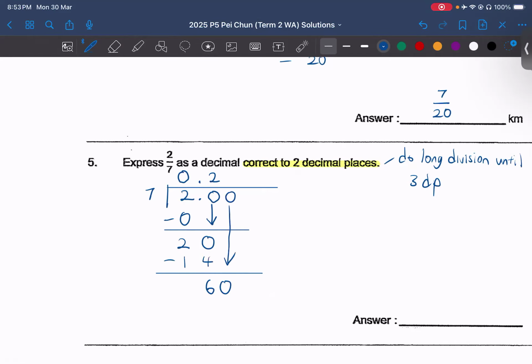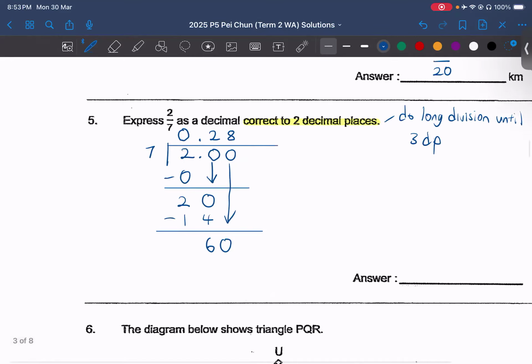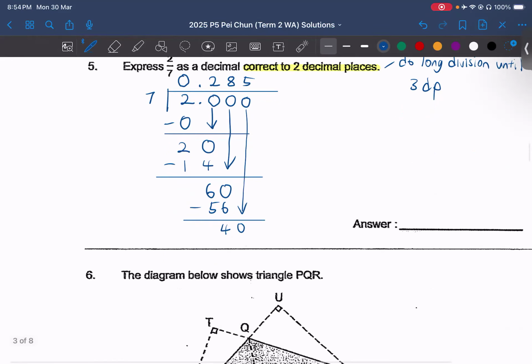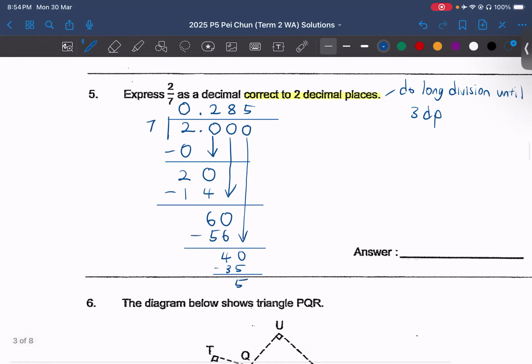So the maximum number of 7 you can fit inside 60 is 8. Okay, then 7 times 8 will give me 56. And then 60 minus 56 will give me 4. And then I put one more 0 and bring it down. So the maximum number of 7 you can fit inside 40 is 5. And then 7 times 5 gives you 35. So 40 minus 35 is a remainder of 5. Okay, so you can stop here because you only need to do long division until 3 decimal places.